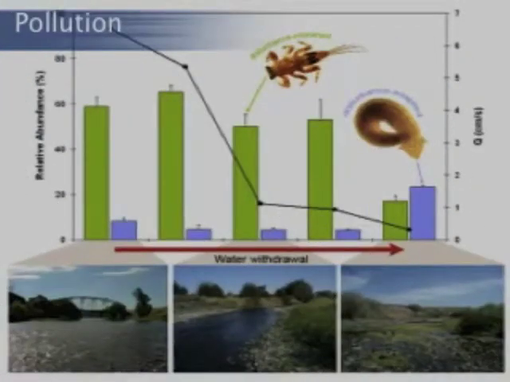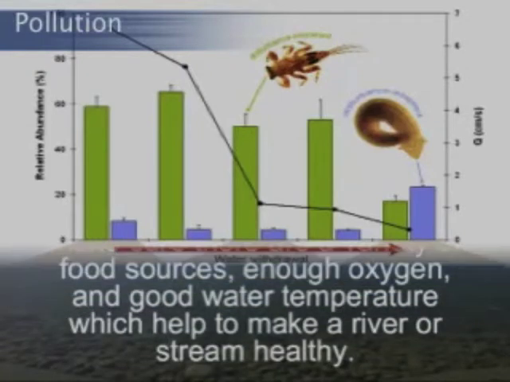There are also some macroinvertebrates, like rat-tailed maggots and midge larvae, that can thrive in polluted conditions. They are called tolerant organisms. Other organisms, like dragonfly and damselfly nymphs, prefer good water quality but can survive in polluted conditions.